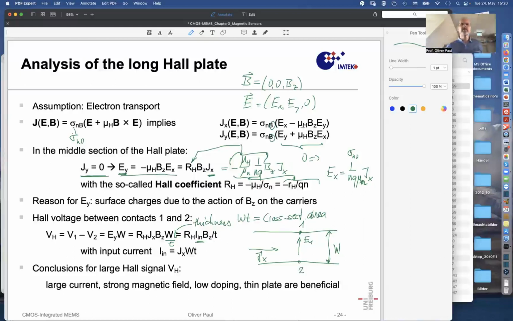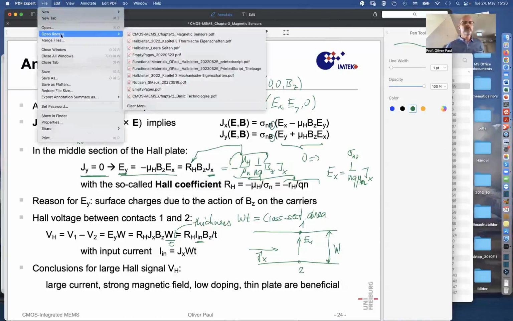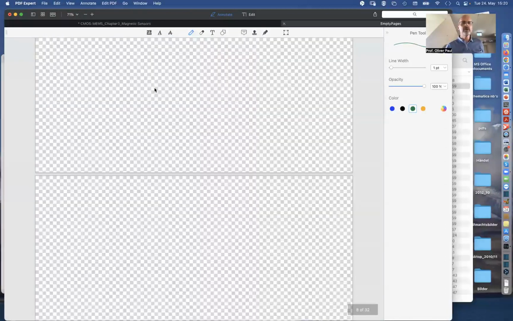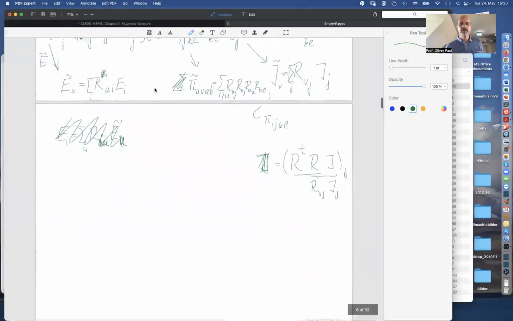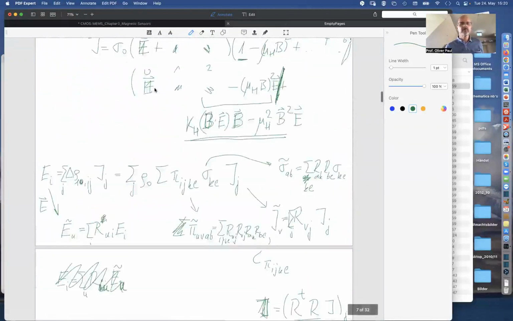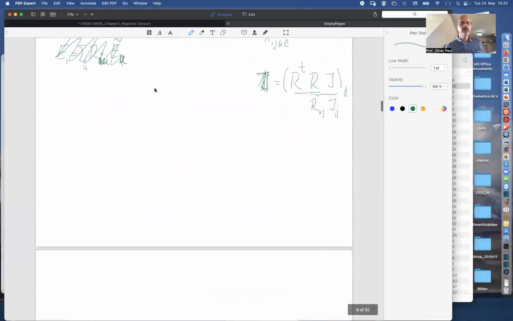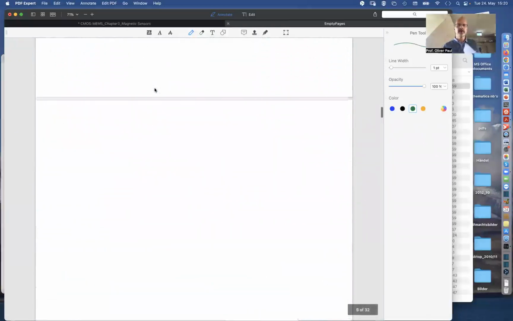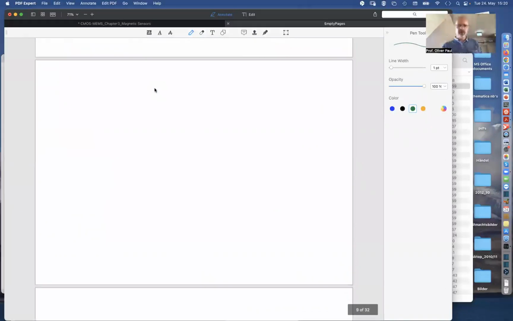then I need some separate slides. Let me see if I have one. No, I don't have it here. Open recent, Halbleiter, empty pages. We have here, yeah, we have something here. Okay, so let me just write down here.